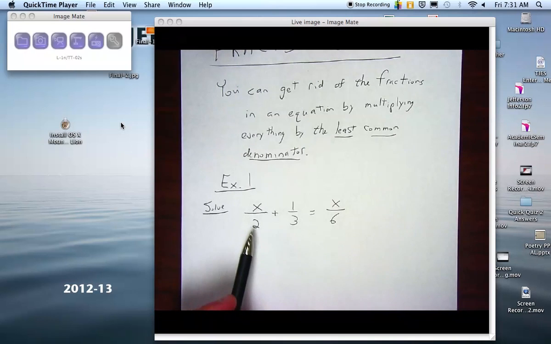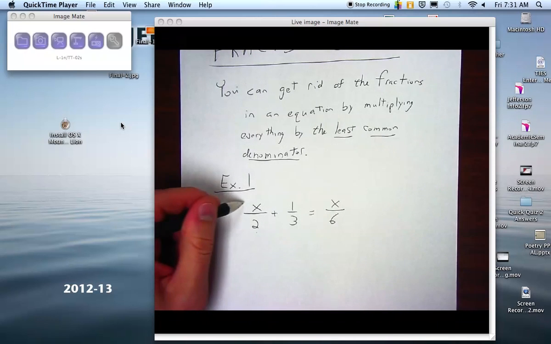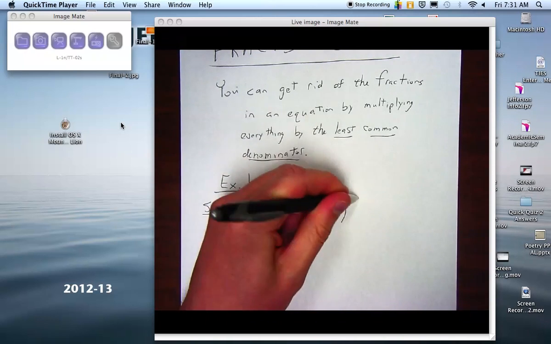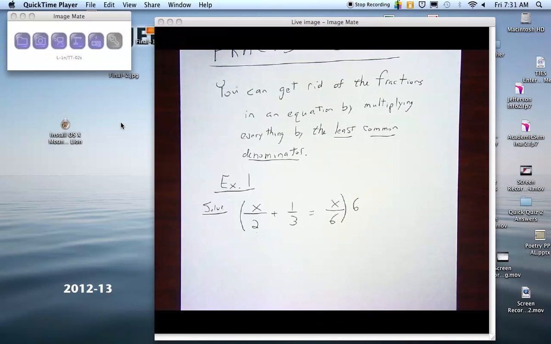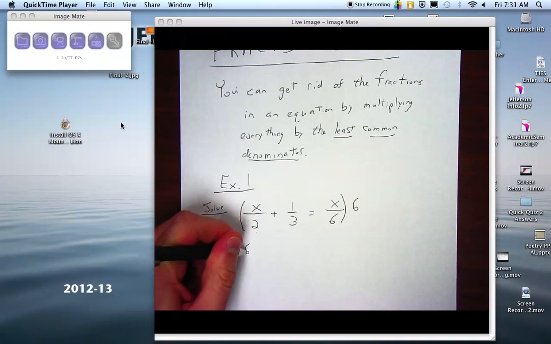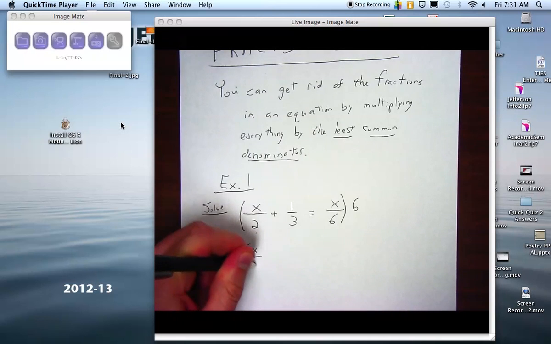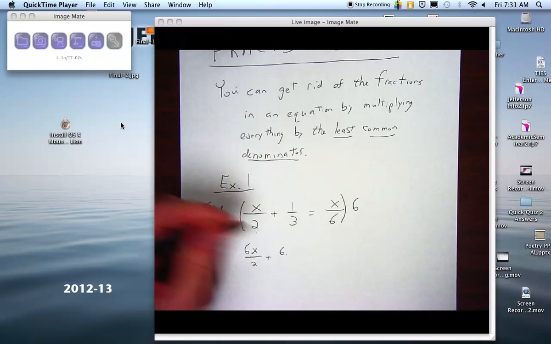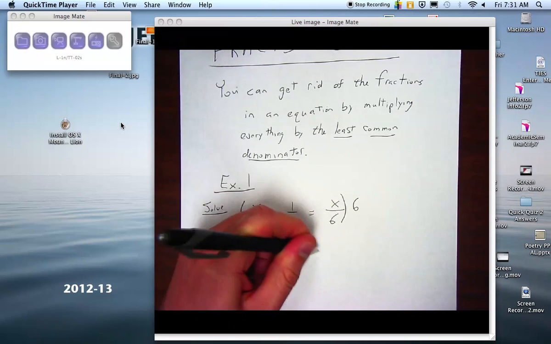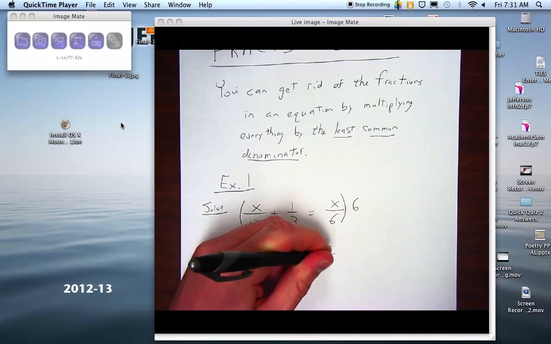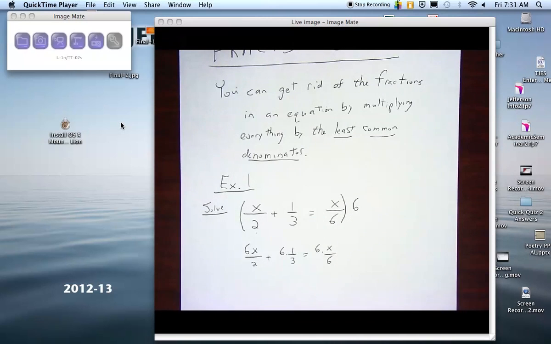So when I look at an equation like this, I see a 2, a 3, and a 6. And I'm looking for something that those all go into. And so you do a little trial and error, and just look at it, and you see that it's 6. And so now every single thing gets multiplied by 6. And so all of these fractions now have a 6 in front of them.